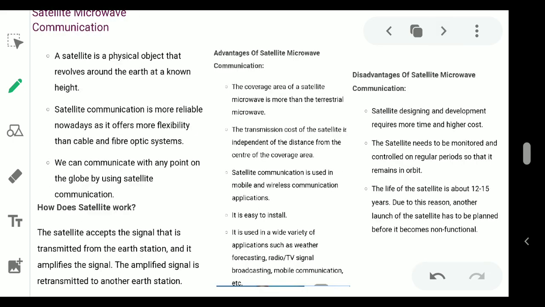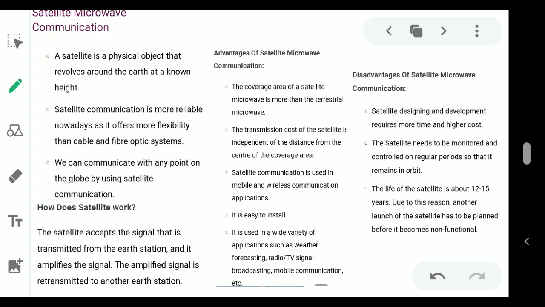Now coming to satellite microwave communication. A satellite is a physical object that revolves around the earth at a known height. Satellite communication is more reliable nowadays and offers greater flexibility than cable. How does it work? In this concept, the signal is transmitted from an earth station and the satellite amplifies the signal. The amplified signal is retransmitted to another earth station. In this way it works.